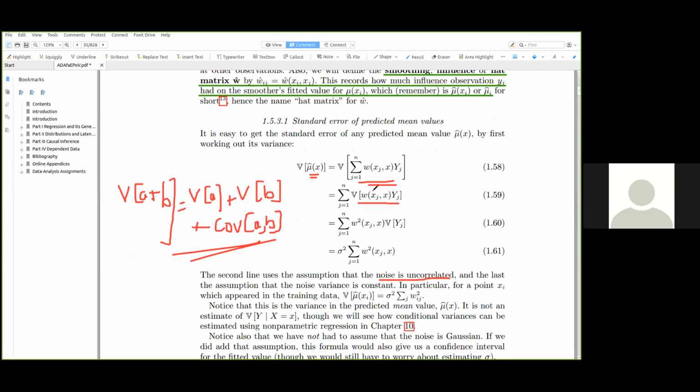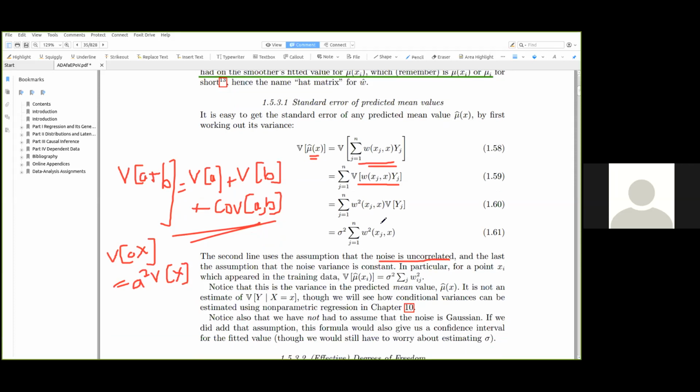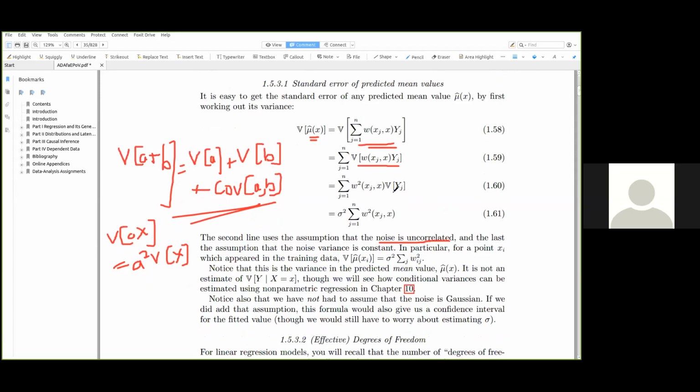Since w of xj comma x is just a constant, not a random variable, you can bring it out using the known identity, variance of a x equals a squared times variance of x. And in the last step we are making the assumption that this is a constant sigma square, which is what we're doing.